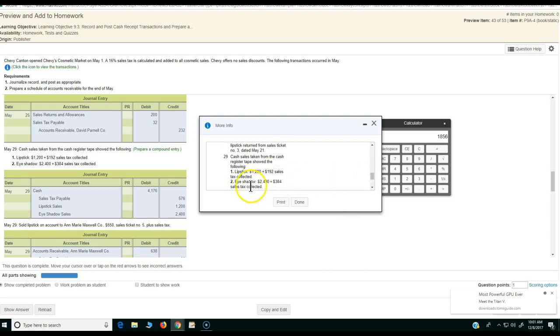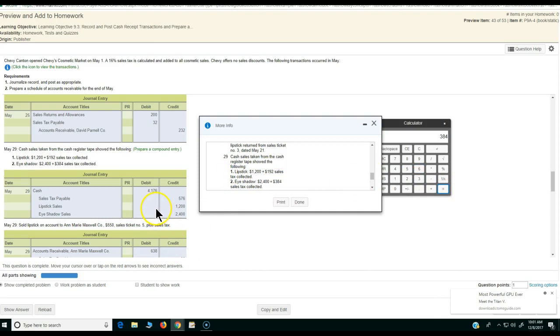In addition to that, we have $2,400 from the ticket price of the eyeshadow. So that gives us a total of $3,600 in sales, separated by department, $1,200 and $2,400. And then we are also holding the $384 in our cash register for the sales tax on the $2,400, which of course is the 16%. One more time, I'll show you. 2,400 times 0.16 equals, and there is your $384.